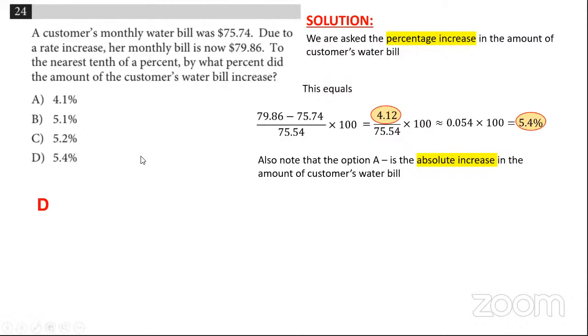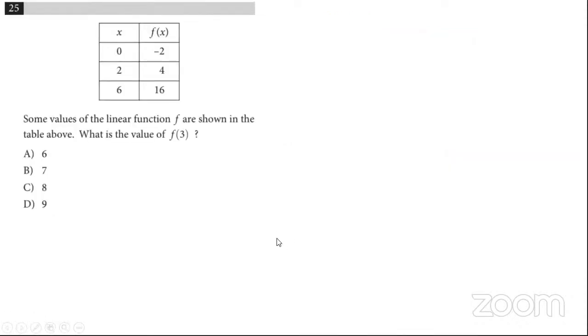Okay. So let's move on to the next question. Read the question, guys. Okay. We are given a table wherein we have some values. So what are these values? These values are of a linear function f. If x takes value 0, then f of x is equal to -2. That is, f of 0 is -2. And we are asked to find the value of f of 3.